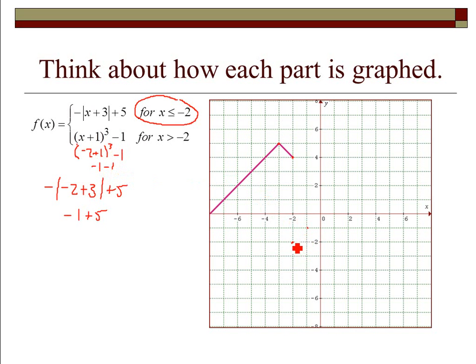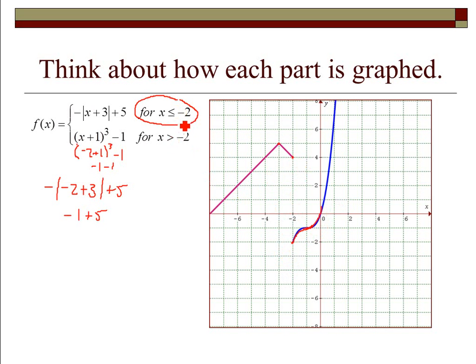Now, it's a cubic, so I know my inflection point's right here, so it's going to flatten out at that point and then turn upward. It's going to start from right here. So I'm going to get some kind of a curve that's going to come across and then start heading upward. And there it is. Now I've got to decide how these both start and finish.